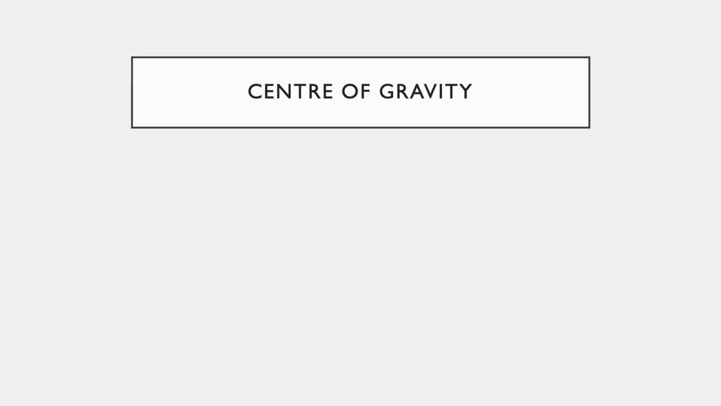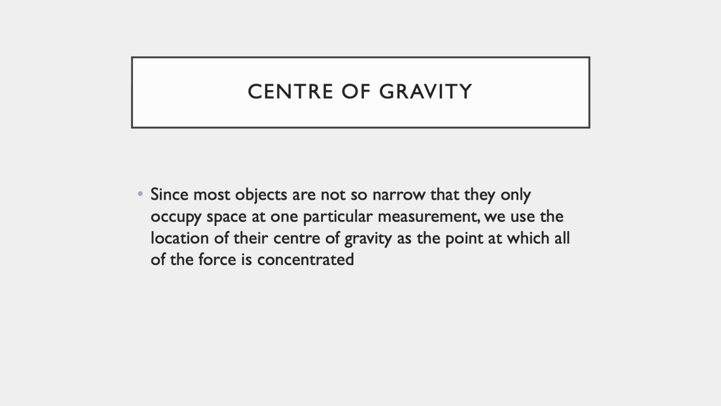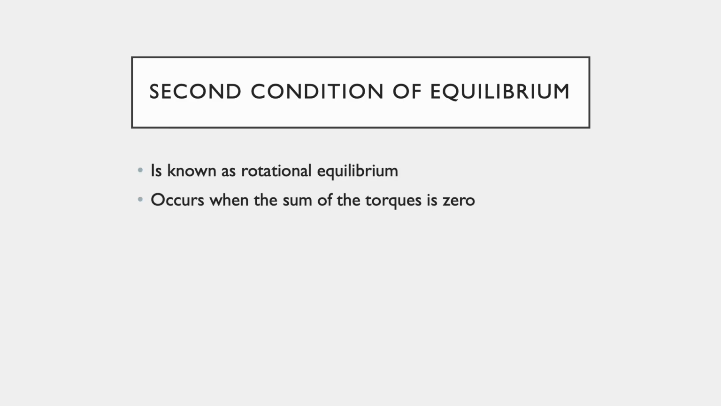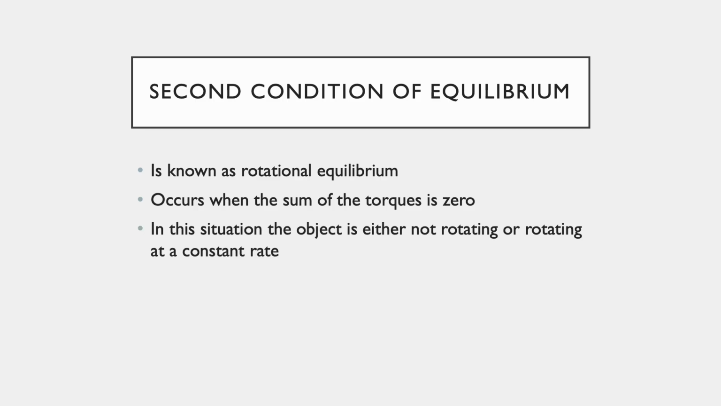Okay, next we've got center of gravity. Since most objects are not so narrow that they only occupy space at one particular measurement, we use the location of their center of gravity as the point at which all force is concentrated. For most objects, we'll consider the center of them to be the center of gravity. Now, our second condition of equilibrium is known as rotational equilibrium. So this occurs when the sum of our torques is 0. So in this situation, the object is either not rotating or rotating at a constant rate.